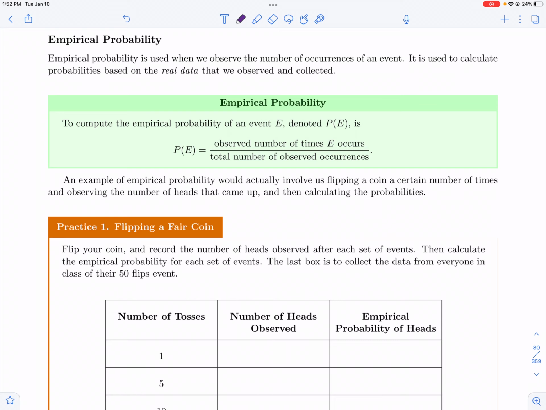So to calculate our empirical probability, what we're going to do is take our observed number, how many things total that we had in favor of what we were looking for, divided by the total number of all things that we did. So whether it's die rolls, flipping coins, whatever they happen to be.